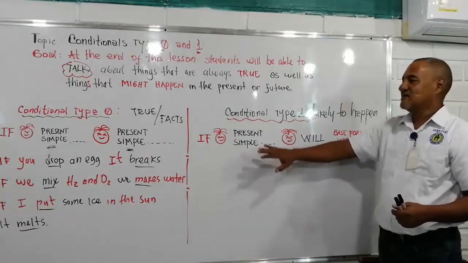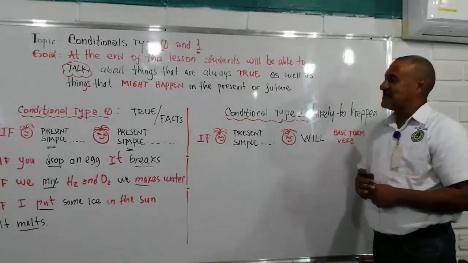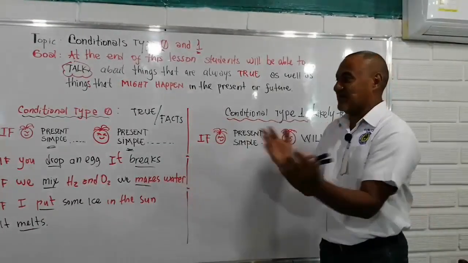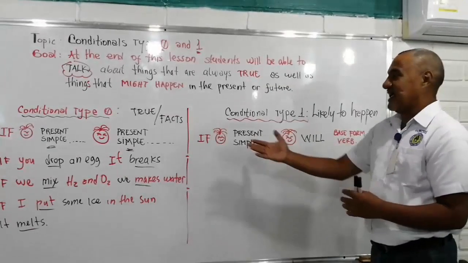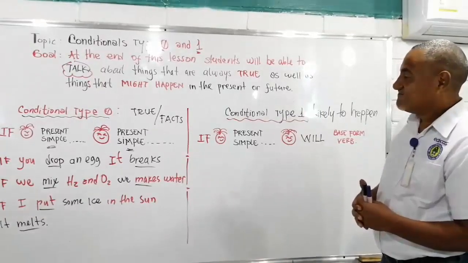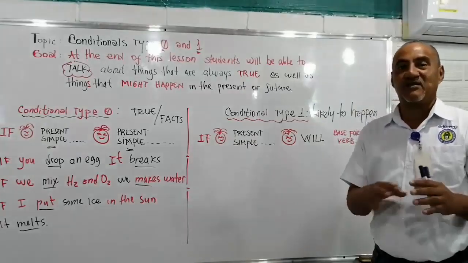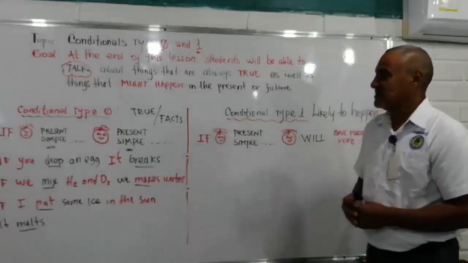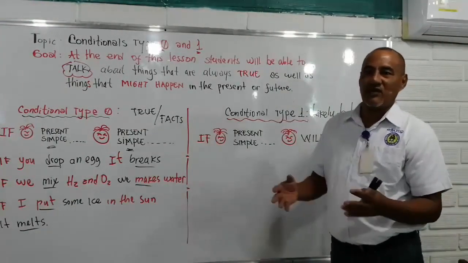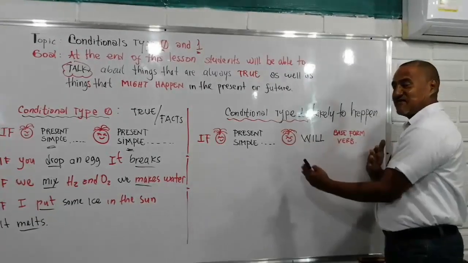So this is a review, remember, and I will place some examples with this. Remember that we can do that vice versa. An egg breaks if we drop it. We can make water if we combine or mix hydrogen and oxygen. Ice melts if we put it in the sun. Alright, very good. Let's practice this vice versa.